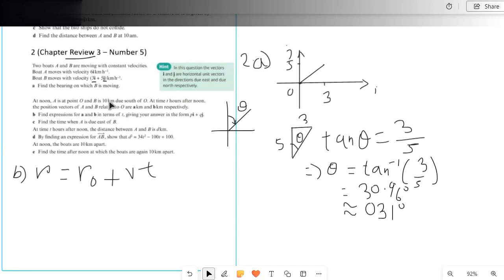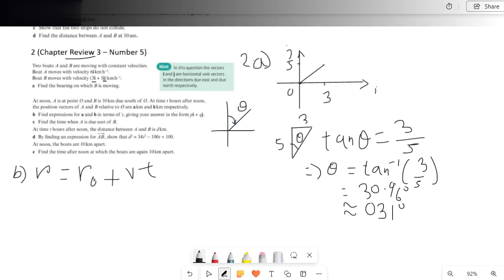At noon, A is at point O and B is 10 kilometers due south of O. At time t hours after noon, the position vectors of A and B relative to O are a kilometers and b kilometers respectively. So we have to find out the expressions for a and b in terms of t. Here we have to use the formula r equals r naught plus vt. So for A we can say RA, or OA, is equal to r naught, and here r naught is 0 because at noon A is at point O, so 0 is the position vector for the origin here, plus vt, which is velocity, 6i into t. And so our expression of OA is 6ti.